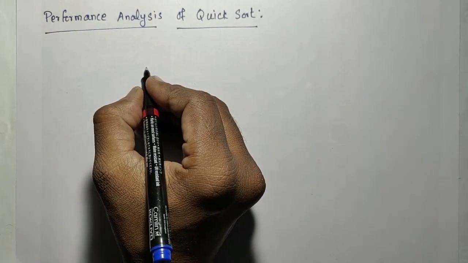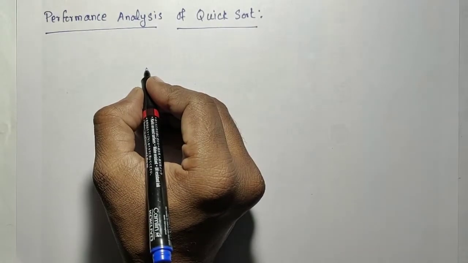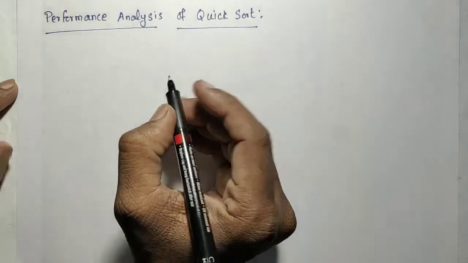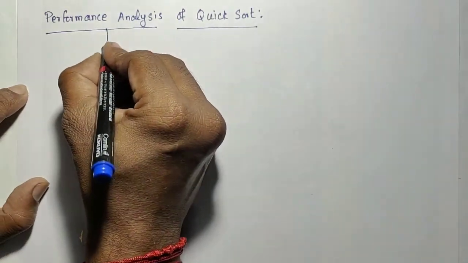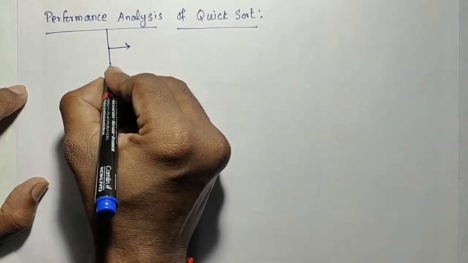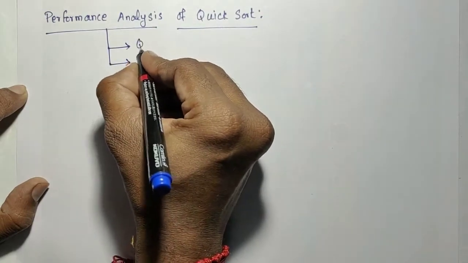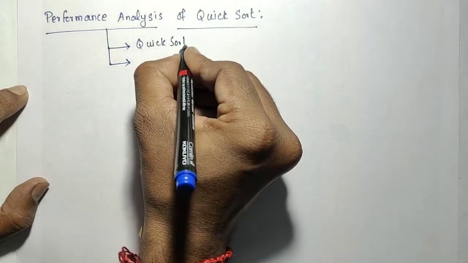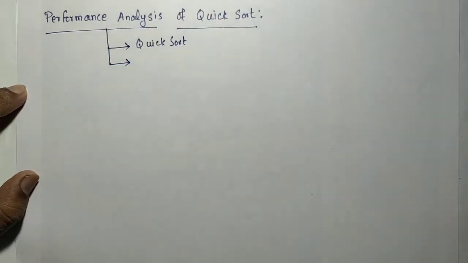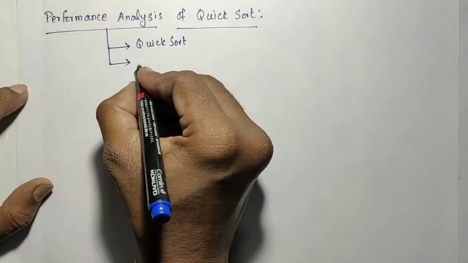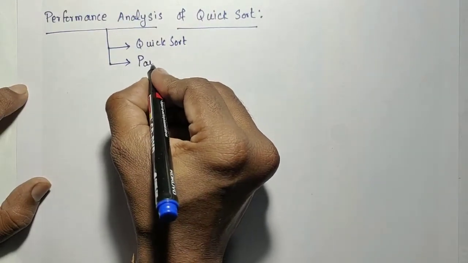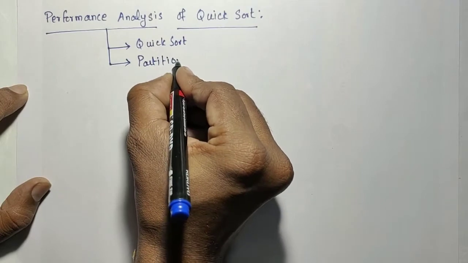In this session, we will discuss the performance analysis of the quicksort. Similar to the merge sort, for the quicksort there are two algorithms. One is the quicksort, to sort the elements from starting index to end index. Another algorithm is for partitioning the elements: partition.